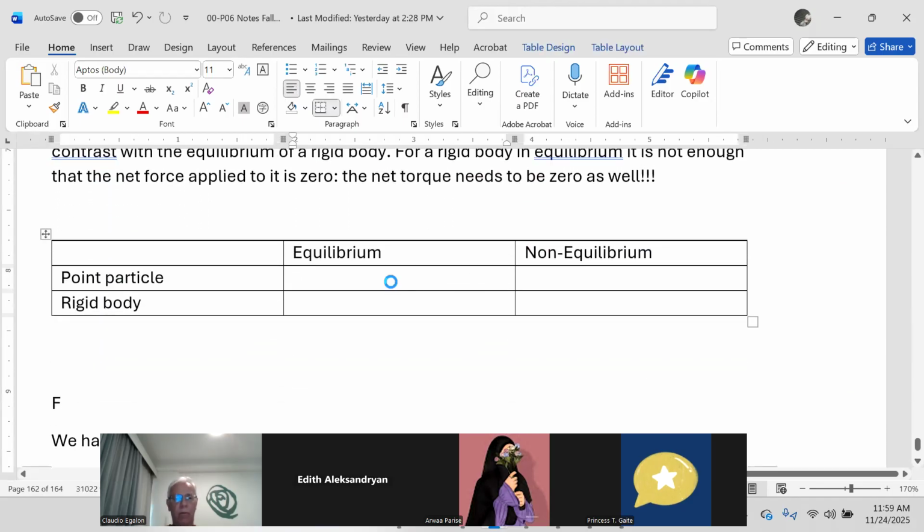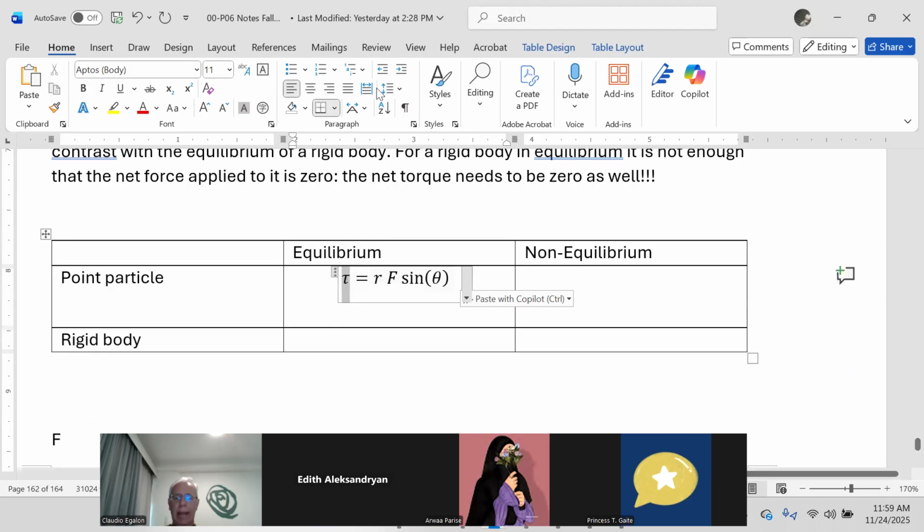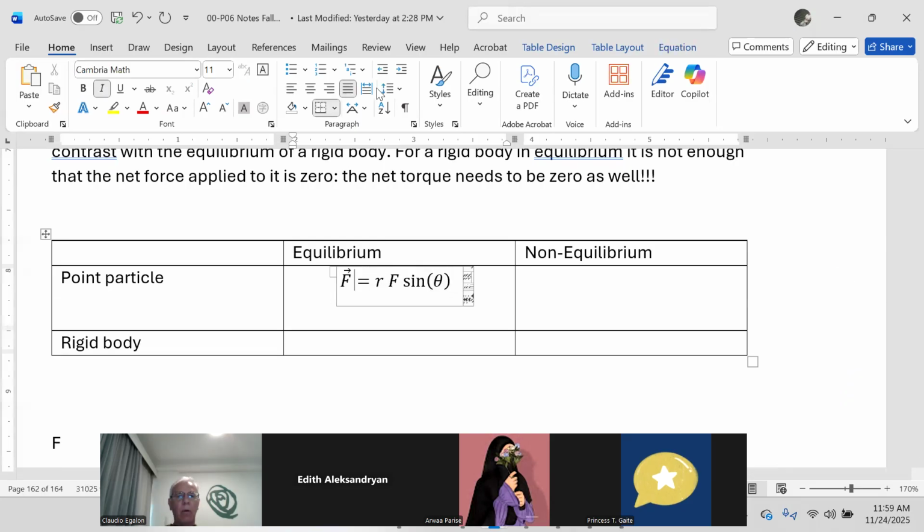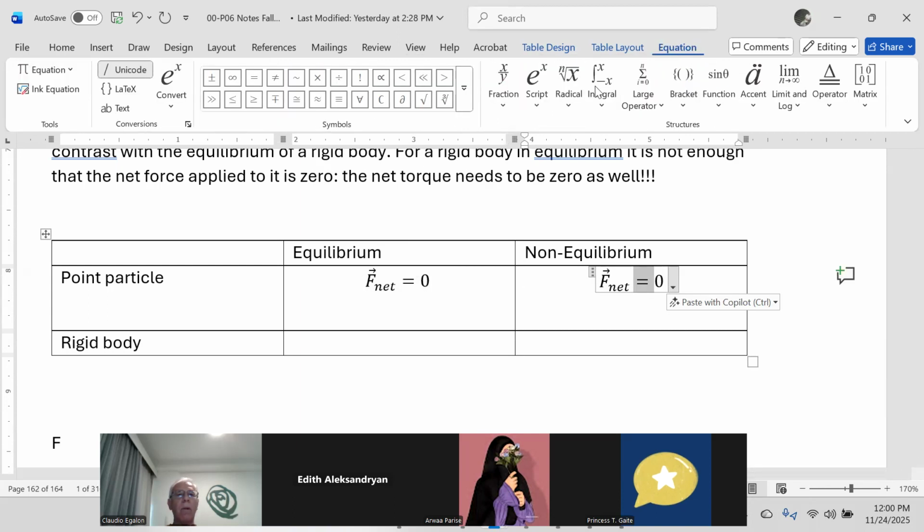Condition of equilibrium for a point particle: the net force, and I mean the vectorial net force, must be equal to zero. For a point particle to be in non-equilibrium, the net force must be different from zero.